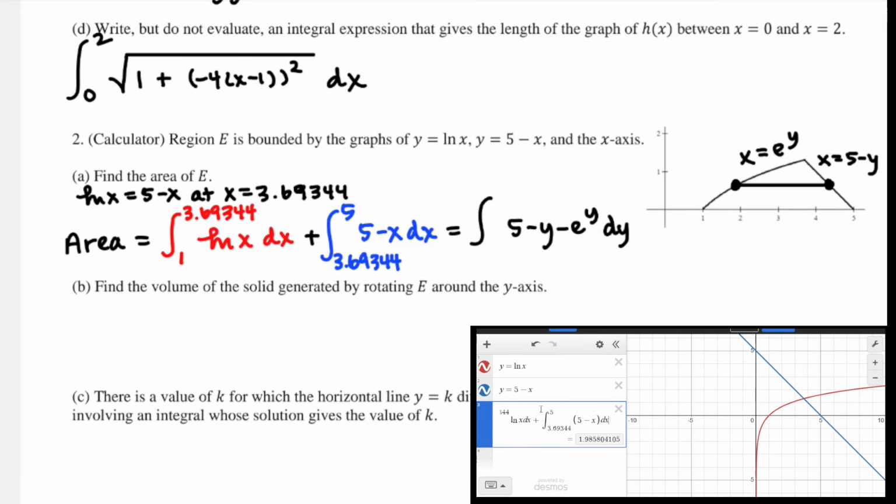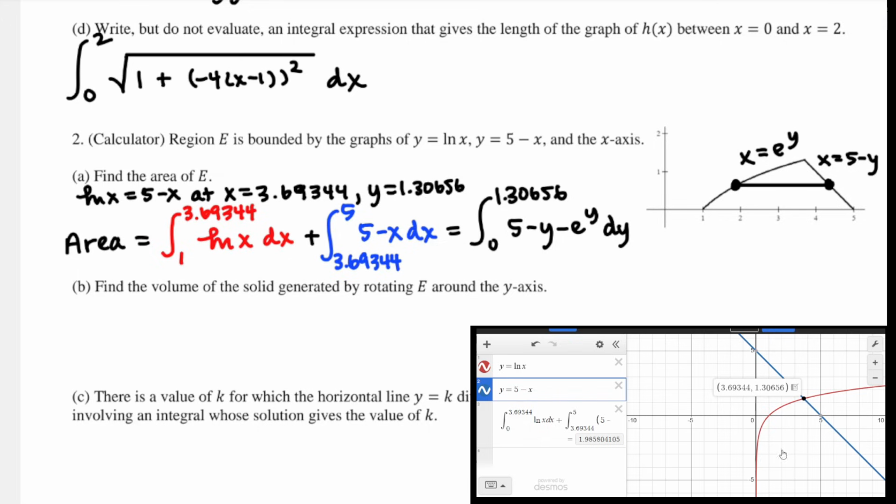And that would be, well, let's say, just say I'm still solving that same equation. That would be 1.30656. So I'm going to integrate y equals 0 to y equals 1.30656 on that, and we'll see that we get the same number.